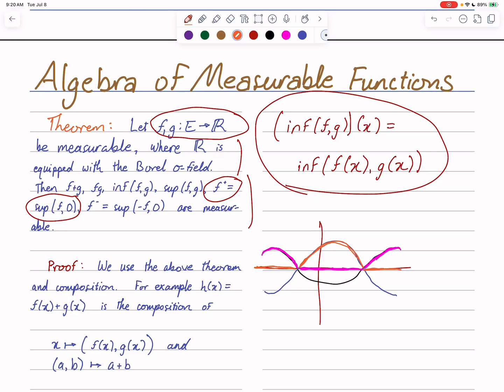So f, recall, is just that original black curve, and the positive part of it is drawn in pink, and the negative part of it is drawn in orange.